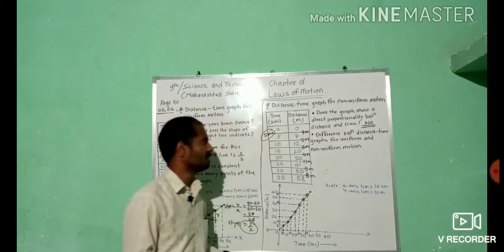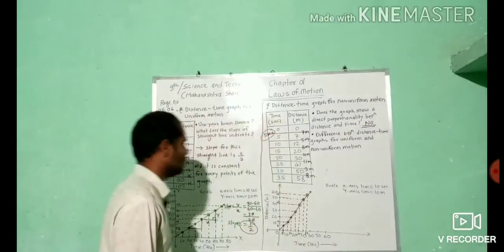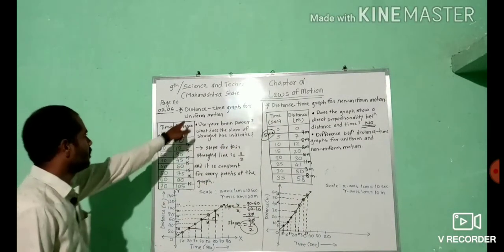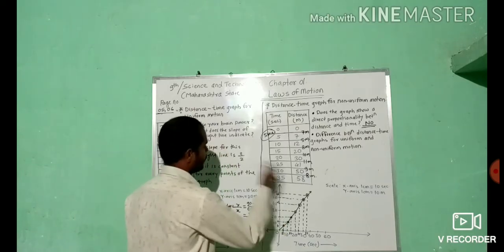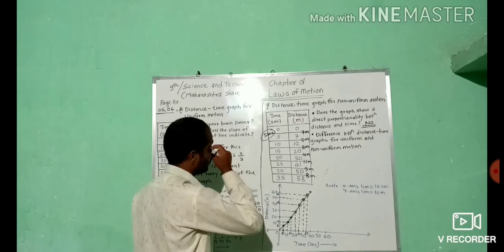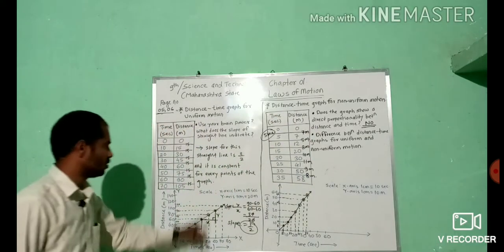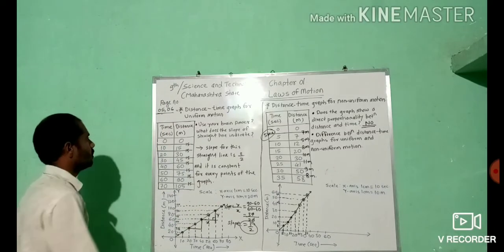Now, the difference between the distance time graph for uniform and non-uniform motion. What is the difference here? You will get a straight line graph for uniform motion, and you will get a zigzag or disturbed line for the distance time graph of non-uniform motion. Then the next difference is the slope of that graph.